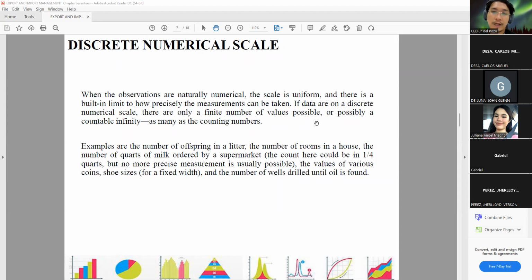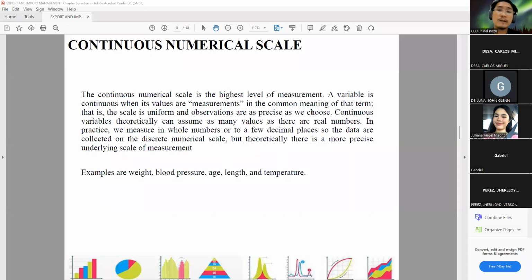The number of rooms in a house, number of quarts of milk ordered by the supermarket, the values of coins, shoe sizes, and the number of wells drilled. In short, it is all whole numbers. Kung kasama na yung mga fraction, we call it the continuous.